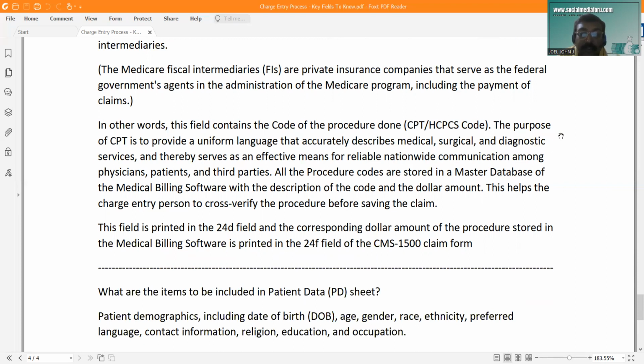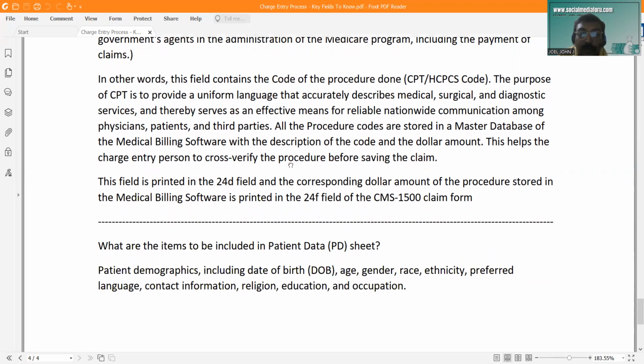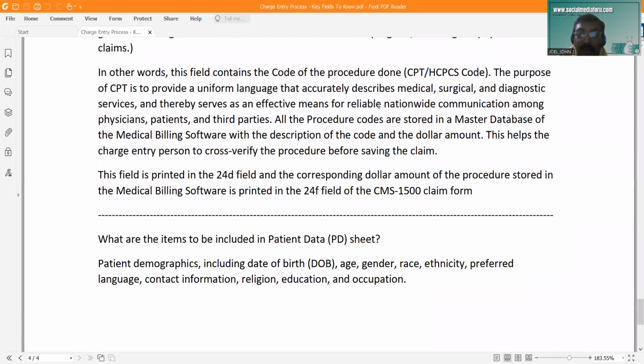The purpose of the CPT code is to provide a uniform language that accurately describes medical, surgical, and diagnostic services, and thereby serves as an effective means for reliable nationwide communication among physicians, patients, and third parties. All the procedure codes are stored in the master database of the medical billing software with a description of the code and the dollar amount. This helps the charge entry person to cross-verify the procedure before saving the claim.